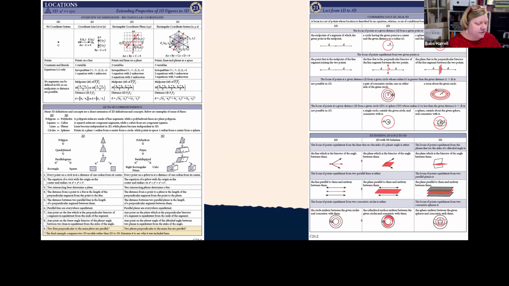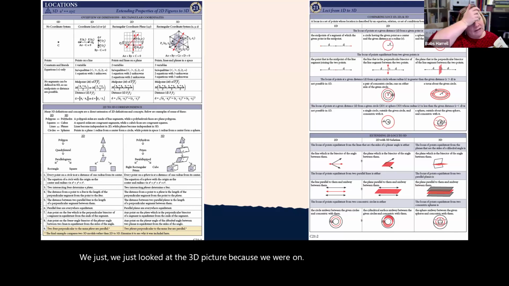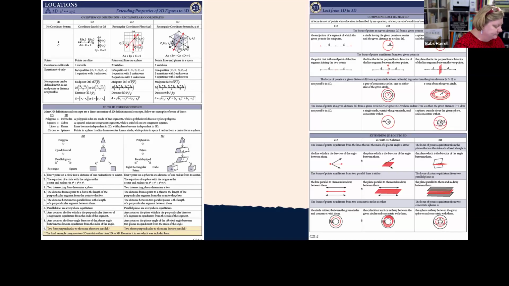Well, the pictures are familiar because we've seen them in other lessons. The pictures at the top, like of 0D, 1D, we've seen those in other lessons. We just looked at the 3D picture because we were on week 19, where the 3D box of the octants where you could see them. So that's familiar. Good.